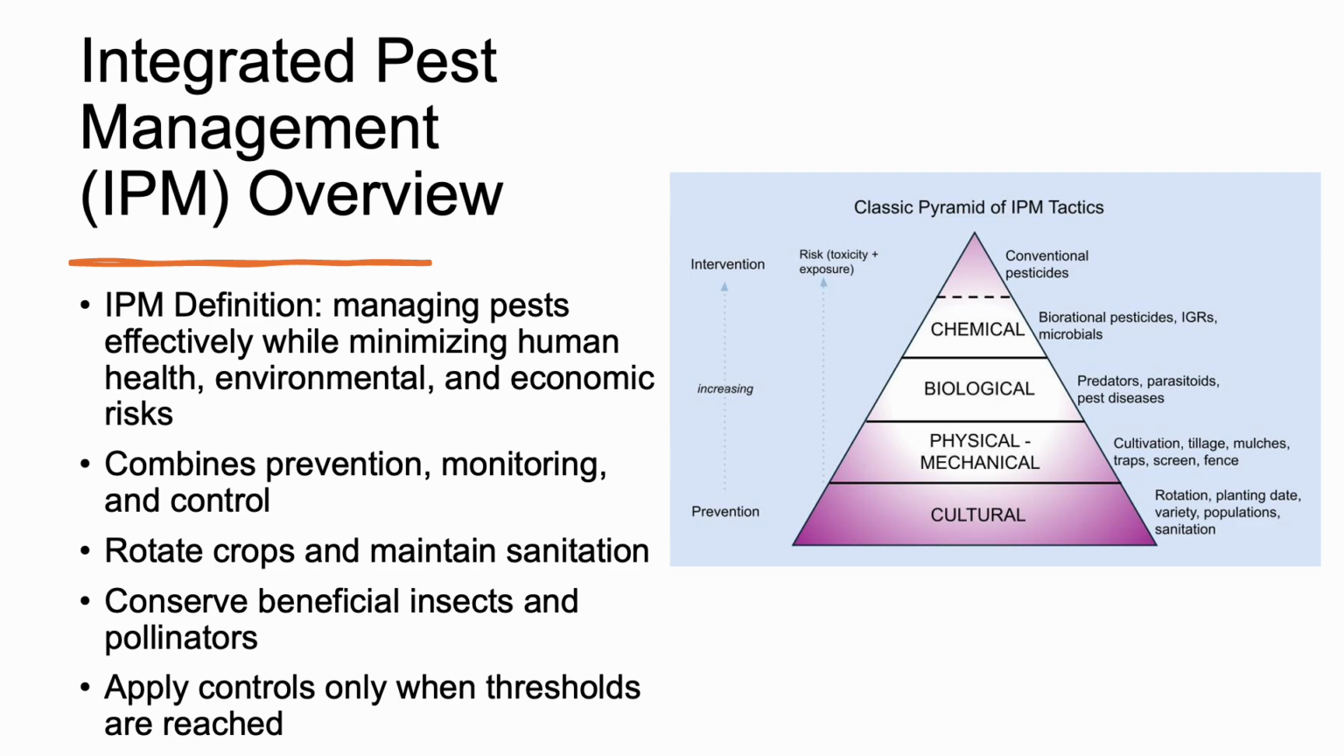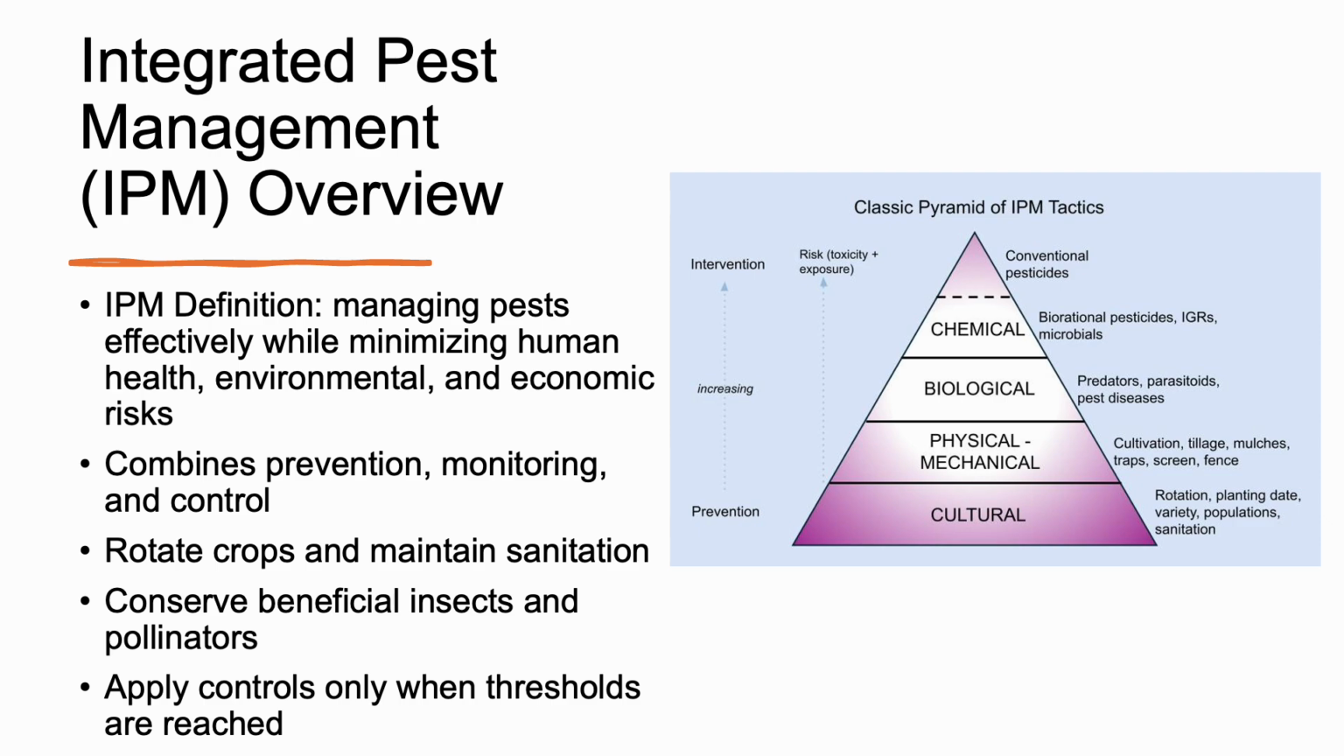Integrated Pest Management, or IPM, is a strategy for managing pests in an effective and economical way while minimizing risks to human health and the environment. It combines prevention, regular monitoring, and the careful use of control methods. The IPM pyramid illustrates this approach, with prevention and cultural practices forming the foundation, including practices like crop rotation and good sanitation that help prevent pest problems before they start.